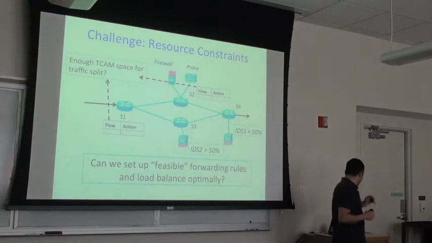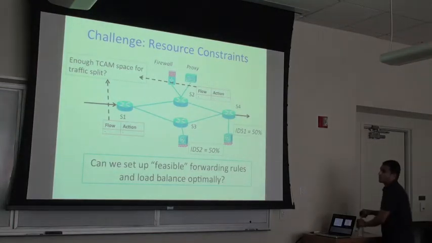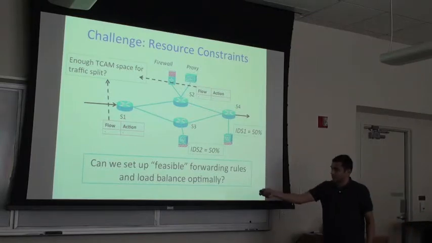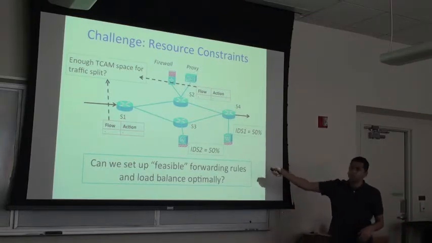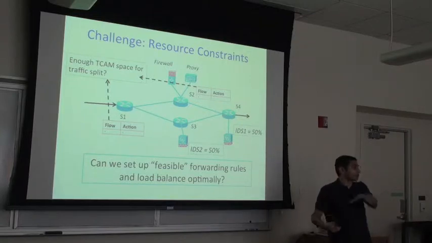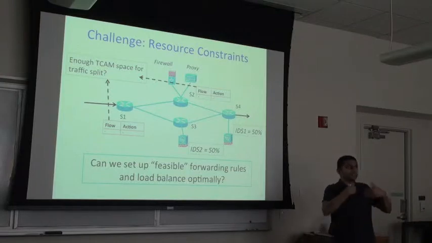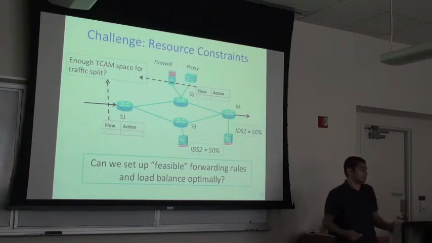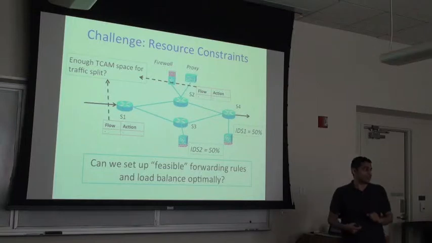Yes? So by optimality, you mean minimizing the number of forwarding routes? Here, optimality is with respect to the load balancing on the boxes. So in this case, the optimal solution is to do 50-50 in terms of the load balancing of the middle boxes. That's really our objective function. And the switch rules are the constraint saying, I have only 4,000 rules. Do optimal load balancing given you only have 4,000 rules. You could formulate it the other way around as well, but we're looking at this problem.